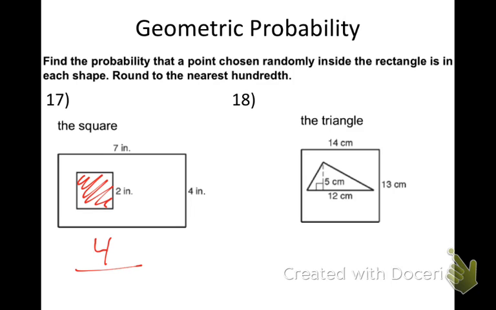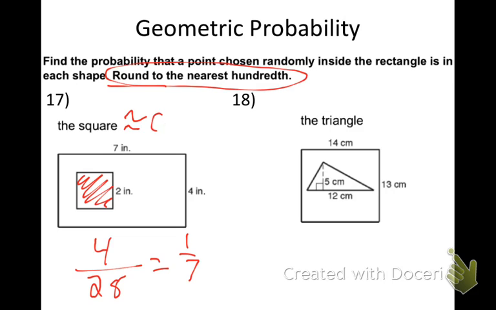Over, now I find the area of the whole thing. What's the area of the rectangle? 28. So 4 out of 28 simplifies to 1/7. And then it says round to the nearest 100th. So what is 1/7 as a decimal to the nearest 100th? That is going to be approximately 0. Anybody?